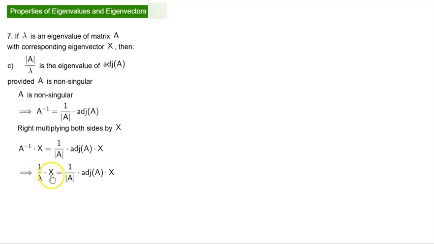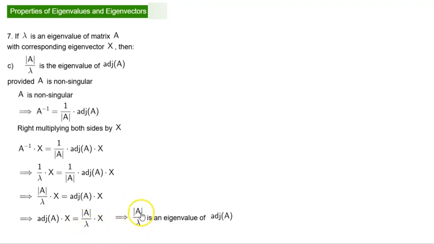So 1 by lambda times x is equal to 1 by determinant of A times adjoint of A times x. Now we can take this determinant of A to the other side. So we have determinant of A divided by lambda times x is equal to adjoint of A times x. Now here I'm just rearranging the equality. Adjoint of A times x is equal to determinant of A by lambda times x. Now that implies that determinant of A divided by lambda is an eigenvalue of adjoint of A.